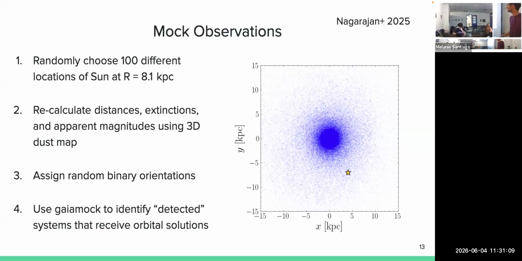And every single time I run it through the mock pipeline that we have to model the selection function. I identify the systems that receive orbital solutions. These are the Gaia black hole-like systems that I'm going to call detected from this point on. This gives me a bunch of different bootstrap data sets that I can then combine to quantify at least the statistical error in the results.